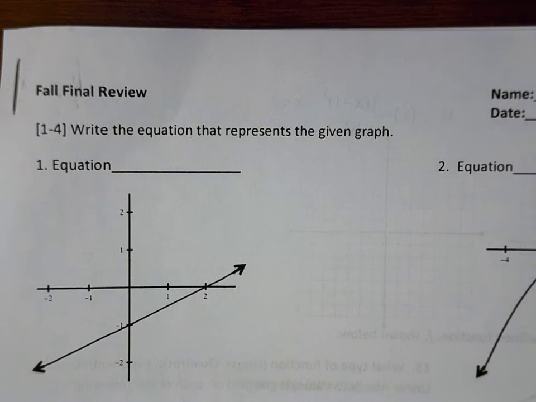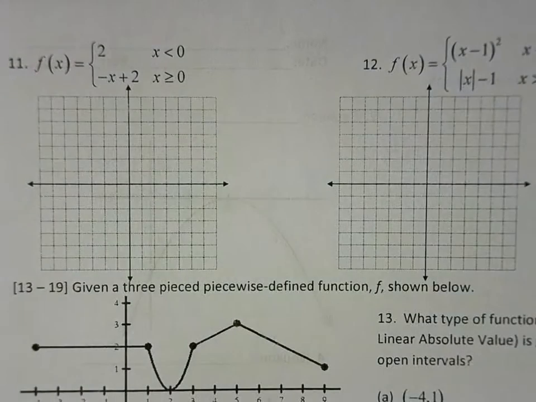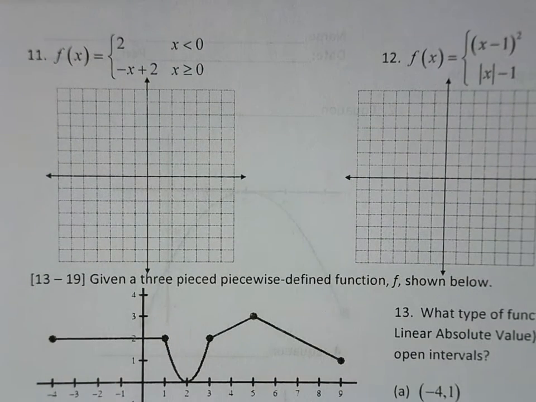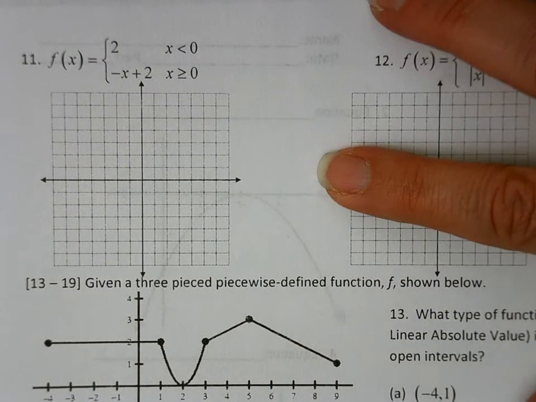Okay, this is the fall final review, and I'm going to start with question number 11. So 1 through 10 is on a different video. So for question number 11, what we want to do is we want to graph our piecewise function. So I'm going to look at this as two different equations.